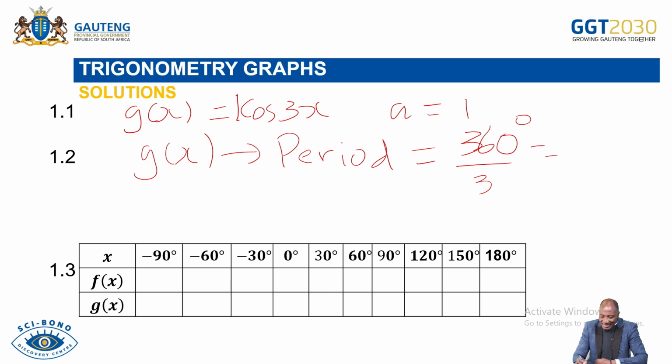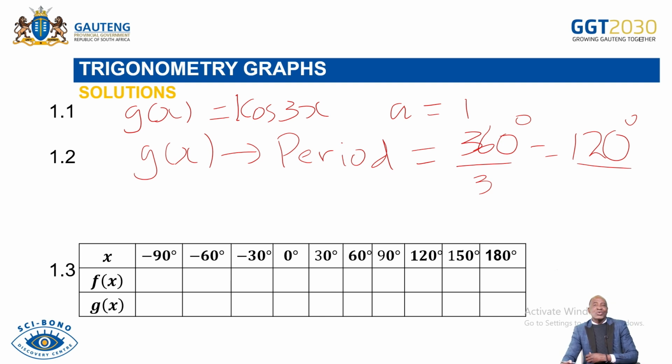Then if we divide this, we get 120 degrees. That becomes our period. After every 120 degrees from 0, the cycle will be completed. Next cycle, 240 degrees, another cycle is completed. Then the third cycle from 240 degrees to 360 degrees.